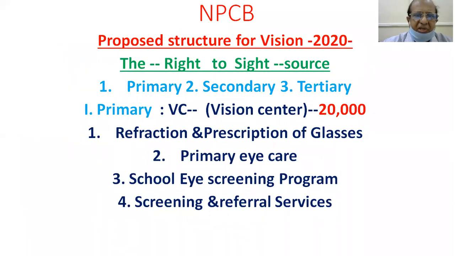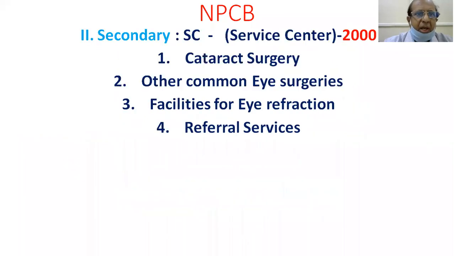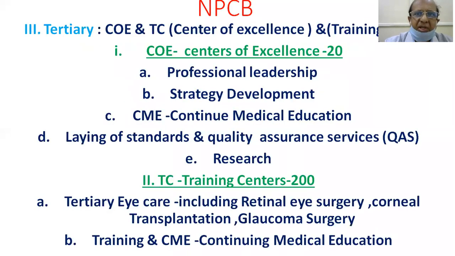And vision centers, 20,000 at primary level: refraction, prescription classes, primary eye care, school eye screening program, screening and referral services. And secondary service centers, like 20,000: cataract surgery, other common eye surgeries, facilities for eye refraction, referral services. And tertiary: centers of excellence and training centers. Centers of excellence 20, training centers 200.